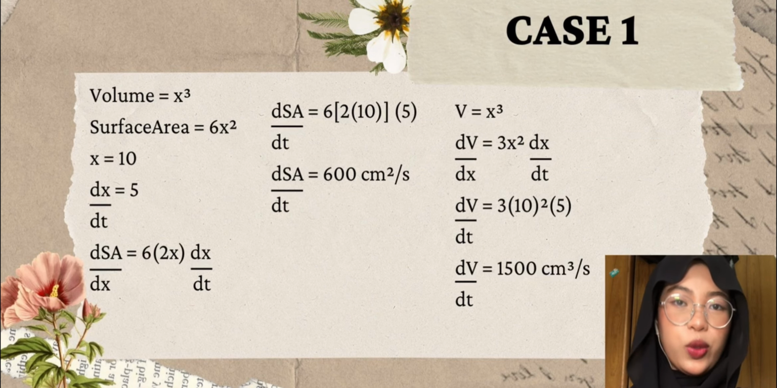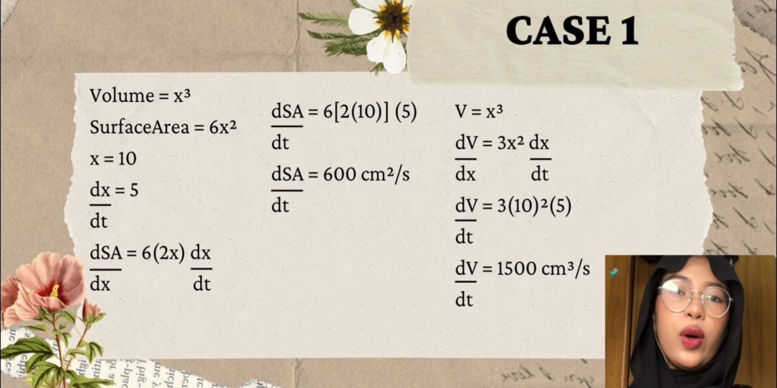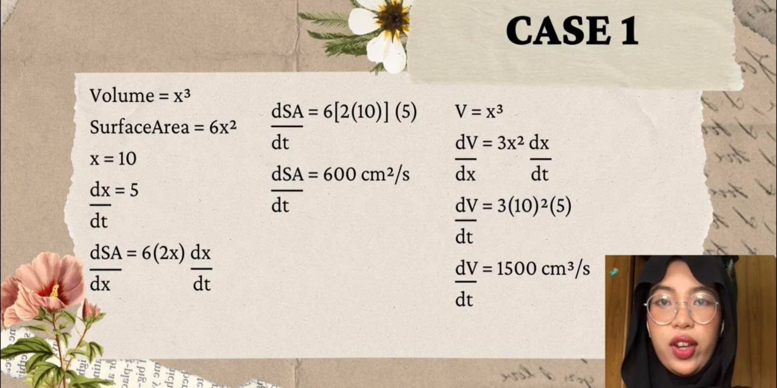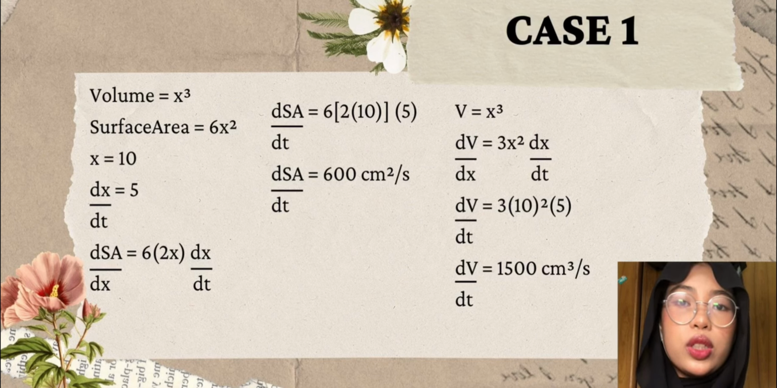To answer this question, first, we need to know that the volume of the cube is equal to x to the power of 3. Then, we also need to know that the surface area of a cube is equal to 6x to the power of 2, and the side length is equal to 10. Next, the question gives us the rate of side length increase at 5 cm per second, which means dx over dt is equal to 5. Thus, we need to differentiate the surface area formula, which gives us dSA over dx is 6 times 2x.